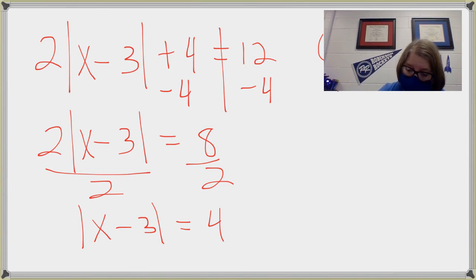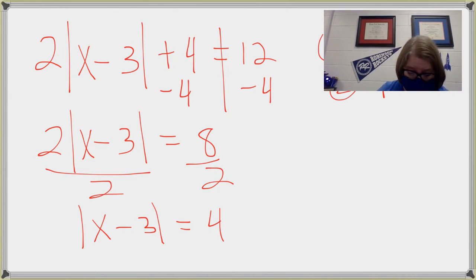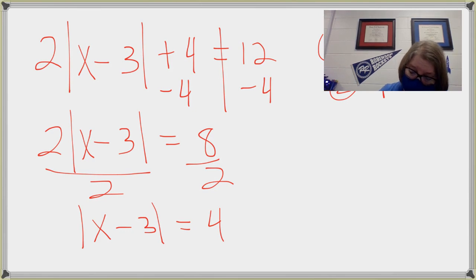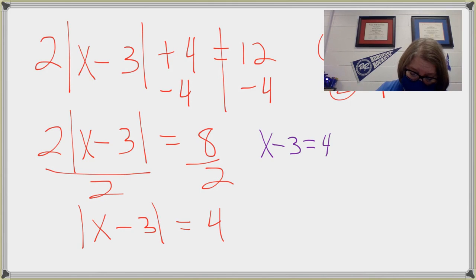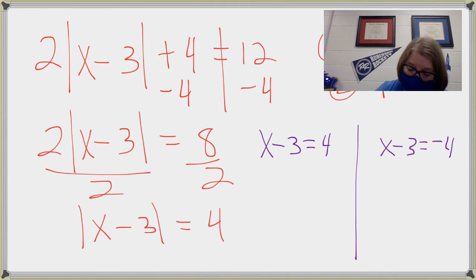Okay, the next thing we're going to do is split. To take the absolute value bars off, you're going to split the equation into 2, because there are 2 numbers that have a distance of 4 from 0, 4 and negative 4. So we'll have x minus 3 equals 4 and x minus 3 equals negative 4. These are 2 separate equations. You're going to solve each one of them.